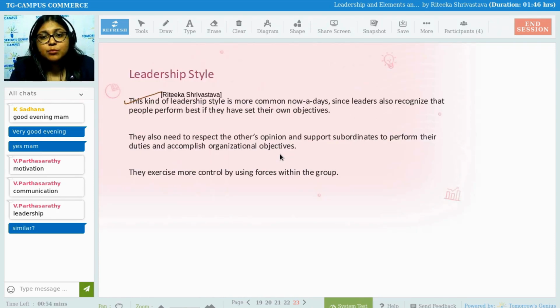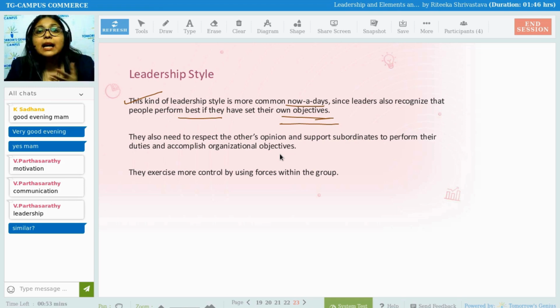This kind of leadership style is more common nowadays since leaders also recognize that people perform best if they have set their own objectives. So nowadays it is a very popular form of leadership style. Many organizations, many leaders follow this style because they know that subordinates will be more free and more open to work if they are given some kind of freedom. If we restrict them or if we don't give them that much freedom, it might hamper their work or their contribution towards the organization. So nowadays, many leaders follow this particular style only.